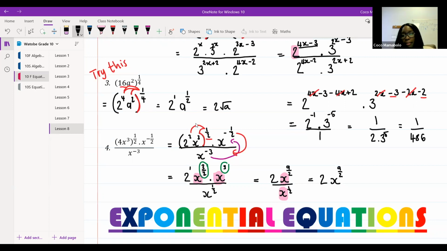9/2 minus 1/2 is equal to 2x to the power of 4. If you punch that into a calculator, you should get 4. Yes, Nomaza? Okay, so where is it? For the 2 to the power of 1, x to the power of 3/2.